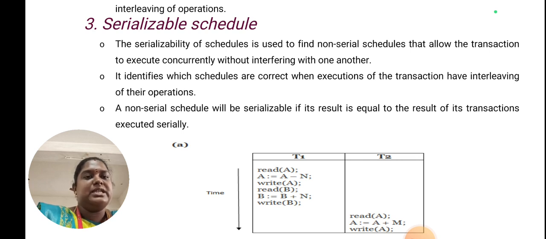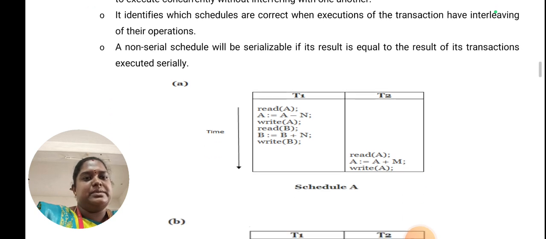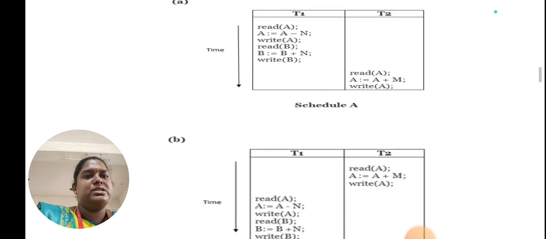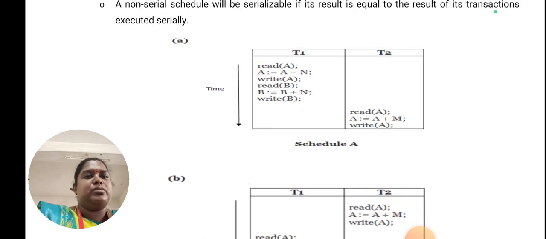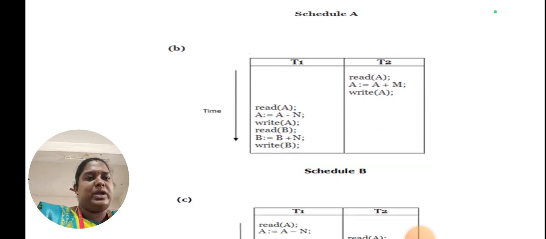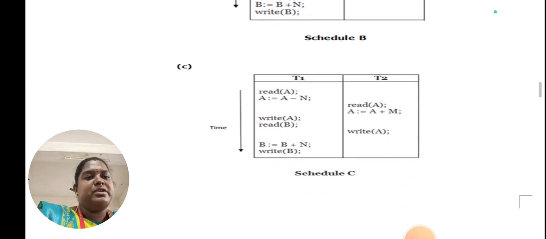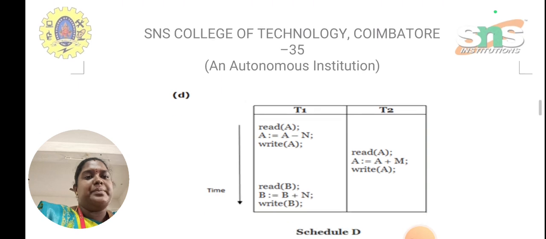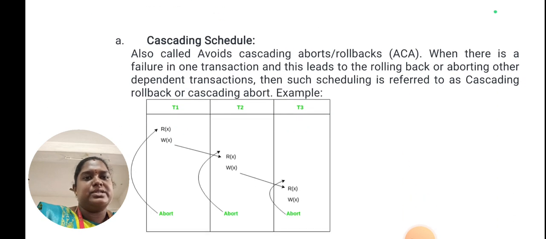A non-serial schedule will be serializable if its result is equal to the result of its transactions executed serially. Here we have two data items A and B. When T1 is completed with read and write on A and B, then T2 will start. If T2 starts with read and write, then T1 will start next. Based on time, the operations will be scheduled.